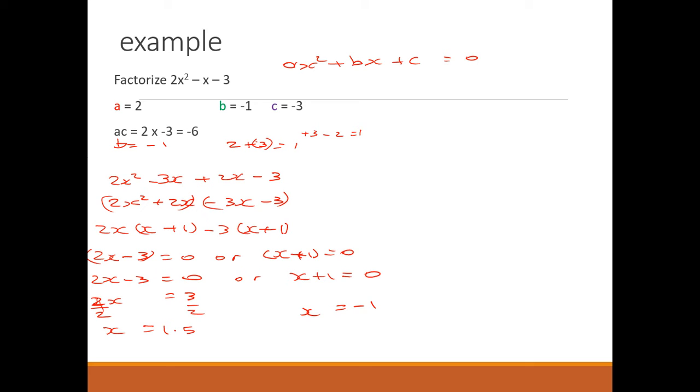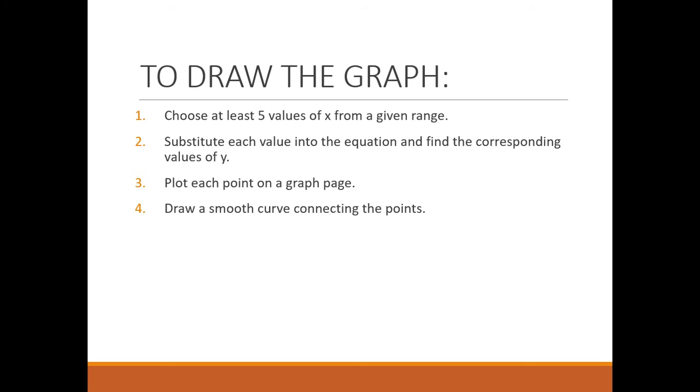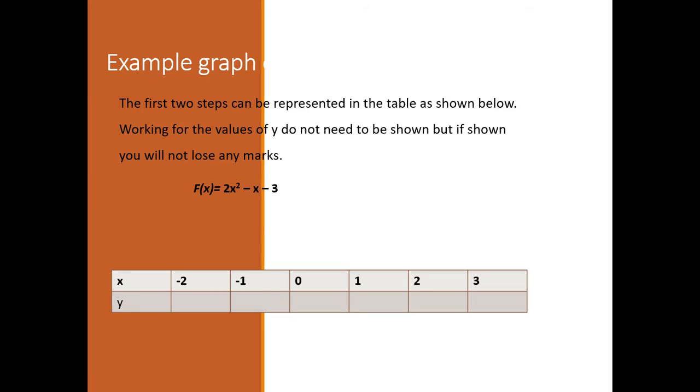We could have used completing the square, or could also have used the quadratic formula. All right, we found these two values of x, and let's now look at how we would draw our graph. What we are to do is choose at least 5 values for x from the given range. I'm going to substitute each value into the equation and find the corresponding value of y. I'm going to plot the points on graph paper and draw a smooth curve connecting the points.